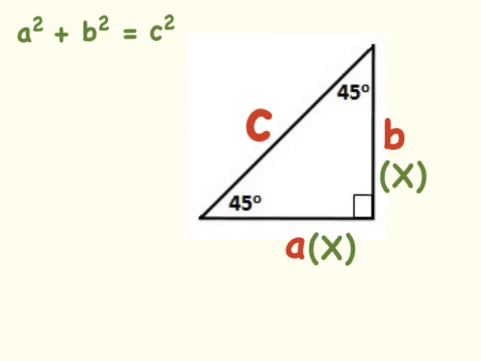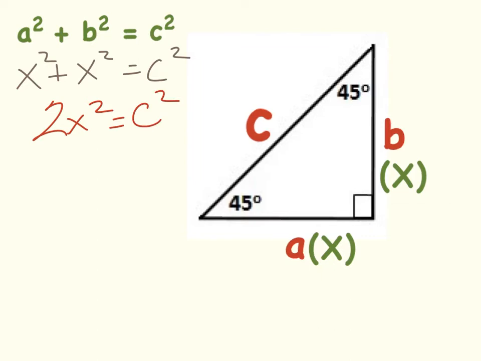So what we're going to do is solve for C in this case, because we've been given x for A and B. So we're going to throw in x for the A and for the B. We're going to square them. That's going to equal C squared. Then I'm going to take care of my like terms once I add my squares, which would give us 2x squared equals C squared.